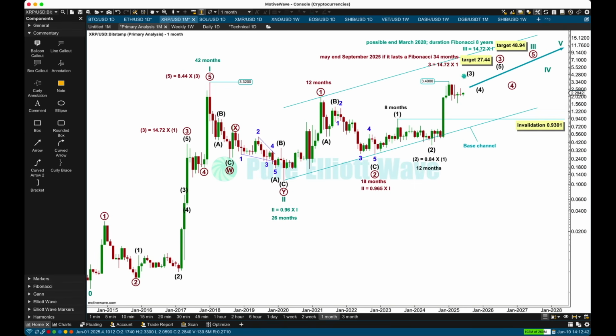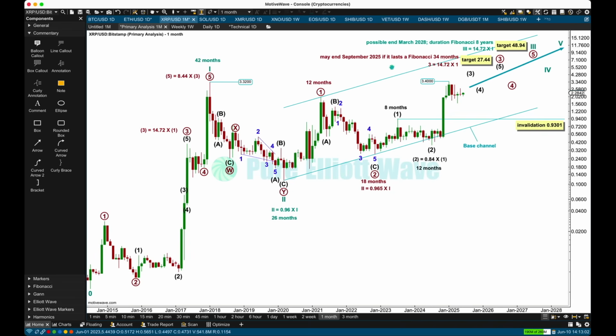I've removed the target for intermediate 3 because I'm going to give you a lower degree target today. We'll see that at the daily time frame. But I'll leave the target here for primary 3 at 27.44. It would reach 14.72 times the length of primary wave 1. That's the ratio exhibited between this third and first wave. That's where I got that ratio from. It's not a Fibonacci ratio.